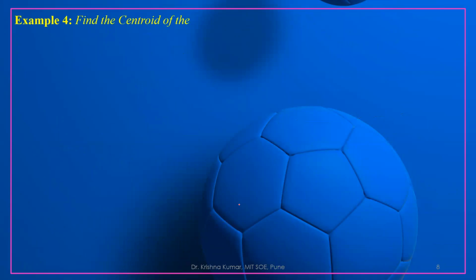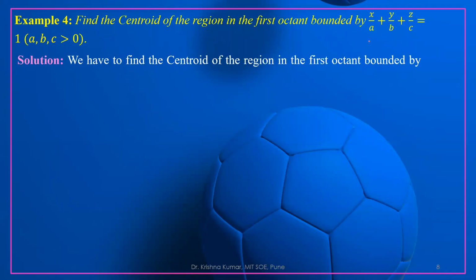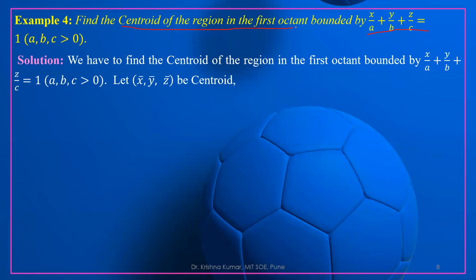Let us take the 3D curve. It is x by a plus y by b plus z by c is equal to 1. We want to find the center or centroid of the region in the first octant bounded by this. So we have to find the centroid of the region in the first octant bounded by x by a plus y by b plus z by c is equal to 1.